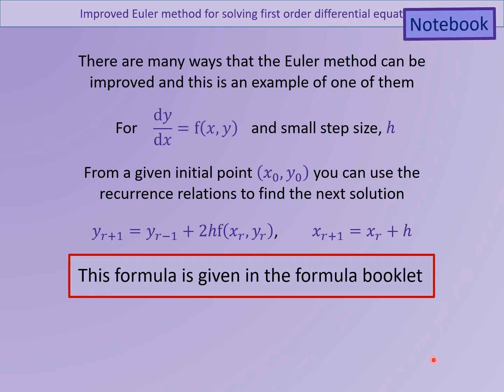So if they did say to you in that exam, we want you to use the improved formula, you'd have to go to your formula books. You'd have to use this formula just here. And then you could work out, if I wanted to work out, for example, y2, I'd have to do y0 plus 2 lots h times the gradient at y1.